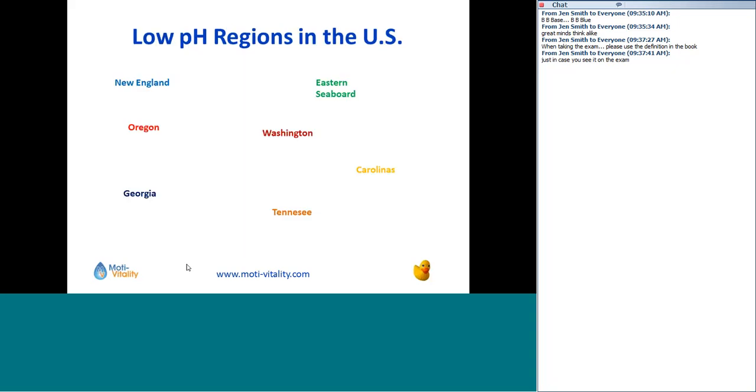There are low pH regions in the U.S. along the eastern seaboard: New England, Oregon, Georgia, Washington, Tennessee, the Carolinas.